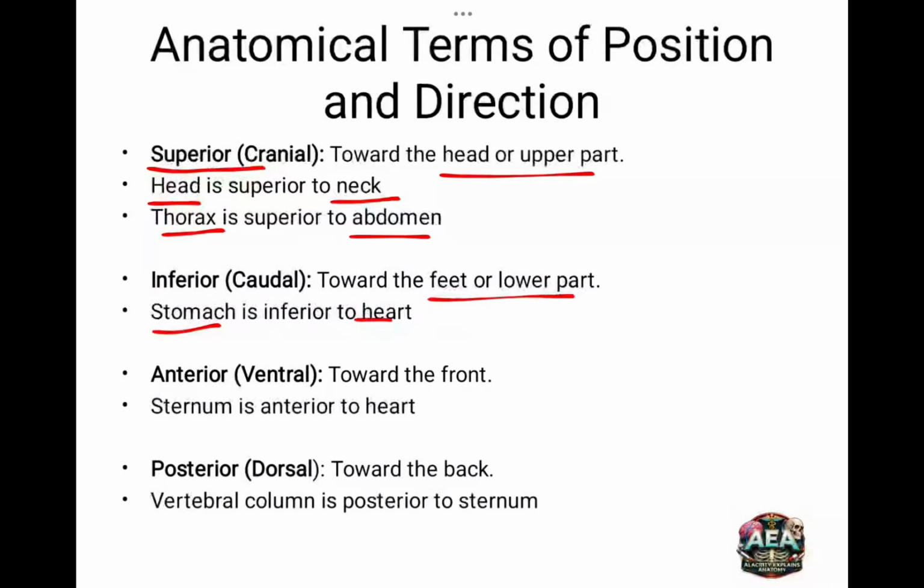We have anterior, which is towards the front. The sternum is anterior to the heart. The sternum is more anteriorly placed in relation to the heart. We have posterior. This means towards the back. An example is the vertebral column. The vertebral column is posterior to the sternum, while the sternum is anterior to the heart.